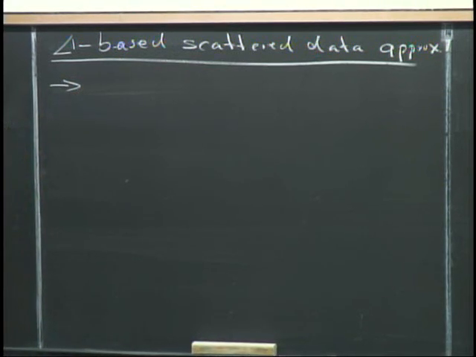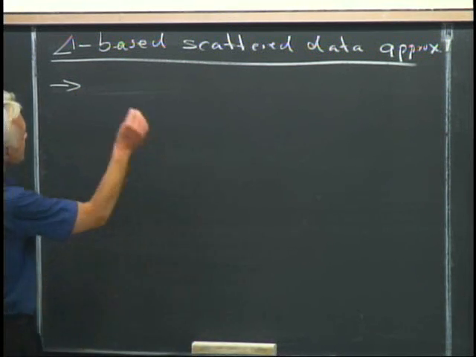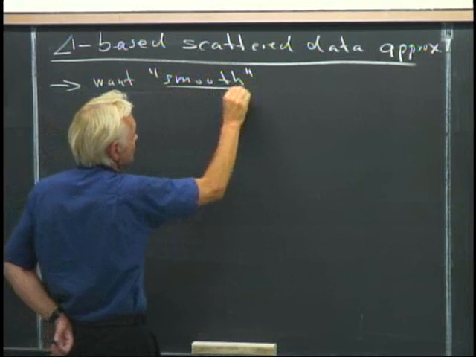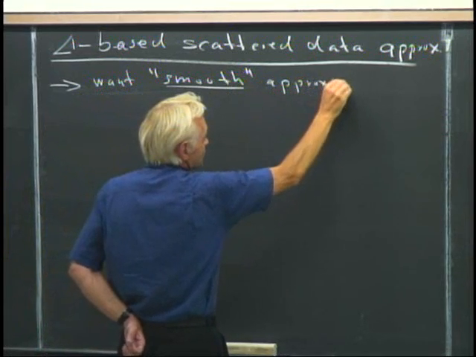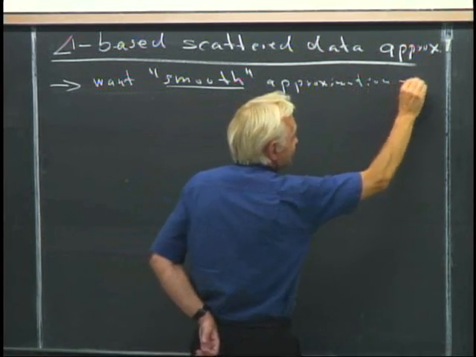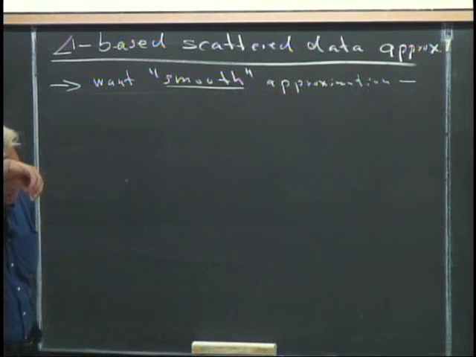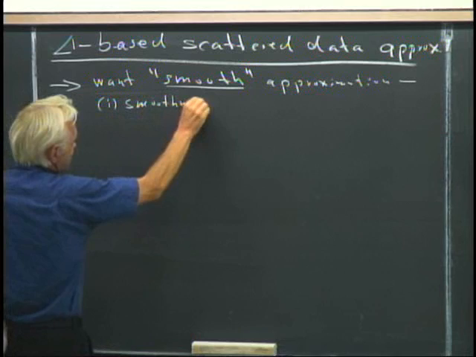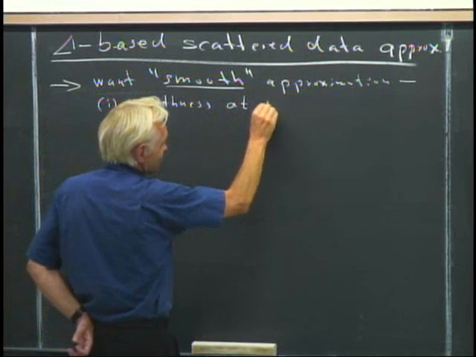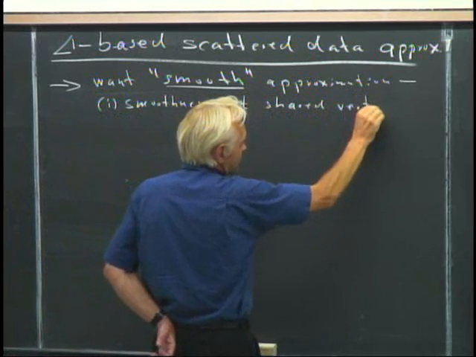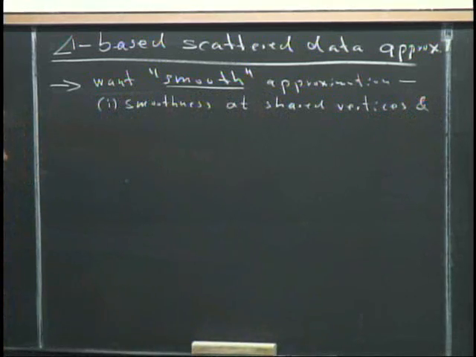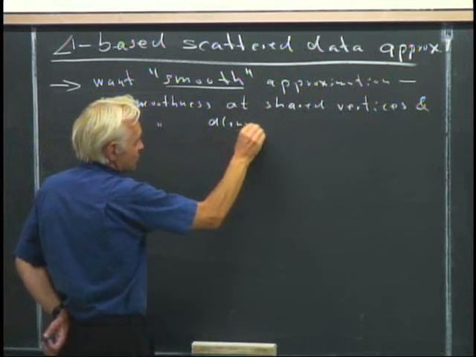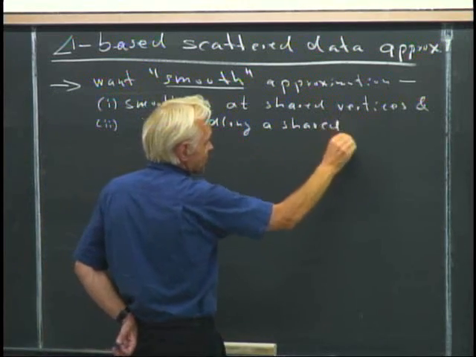We only have to understand what's going on in the neighborhood of a vertex that is shared by multiple triangles and along the edge that is shared by two triangles. One smooth approximation. That really translates into only two types of conditions: smoothness at the vertices and smoothness along the edges. Smoothness around shared vertices, and smoothness across or along edges. There's at most one shared edge.